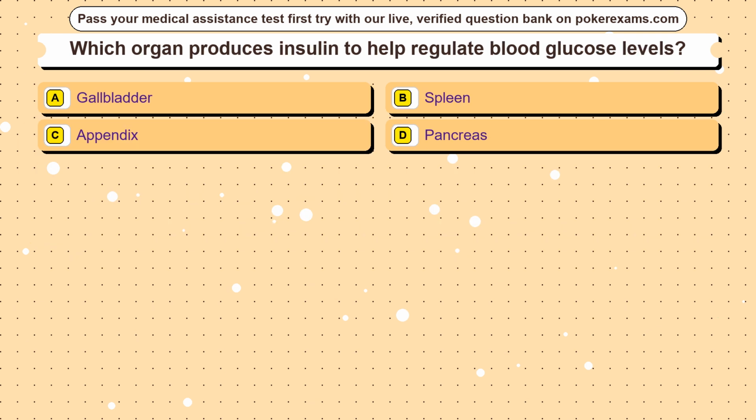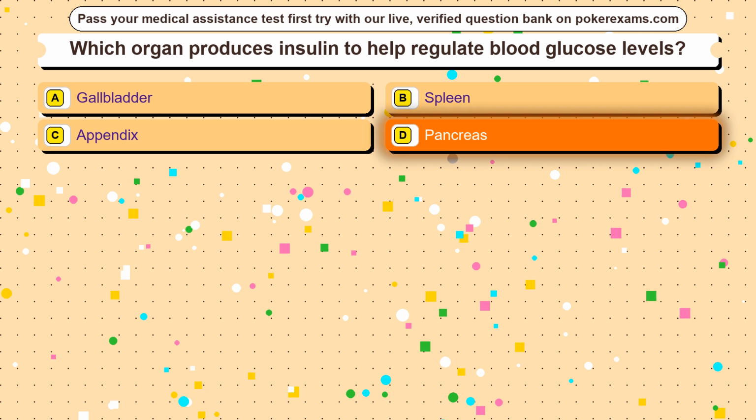Question 63. Which organ produces insulin to help regulate blood glucose levels? Option A, gallbladder. Option B, spleen. Option C, appendix. Option D, pancreas. The correct answer is option D, pancreas.